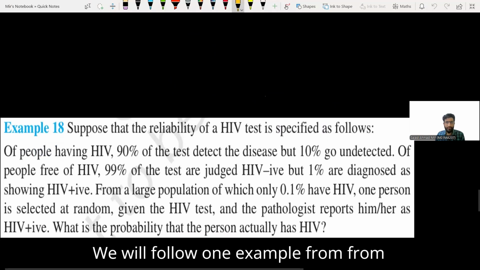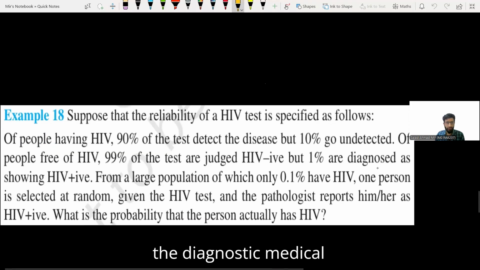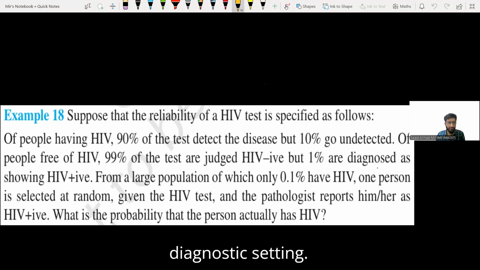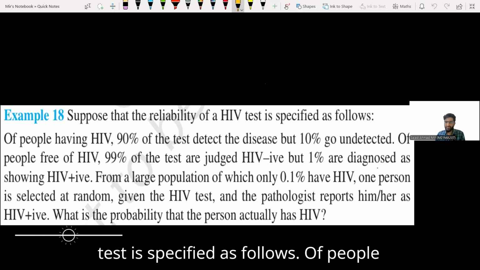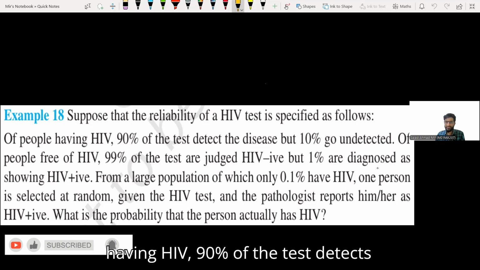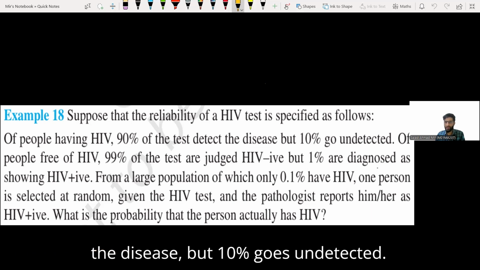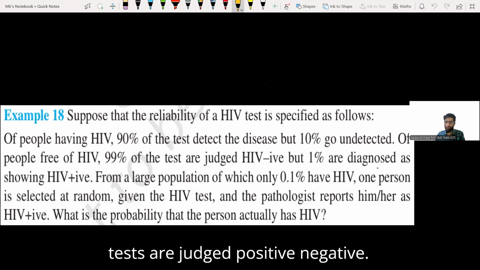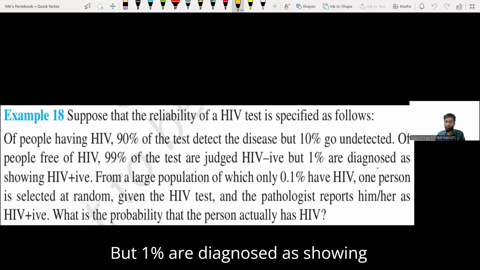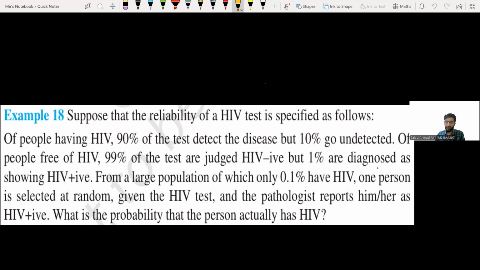We will solve one example from the medical diagnostic setting. Suppose that the reliability of an HIV test is specified as follows. Of people having HIV, the test detects the disease 90% of the time, but 10% goes undetected. And of people free from HIV, 99% of the tests are judged negative, but 1% are diagnosed as showing HIV positive. From a large population, only 0.1% have HIV.